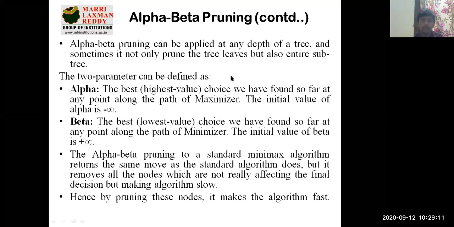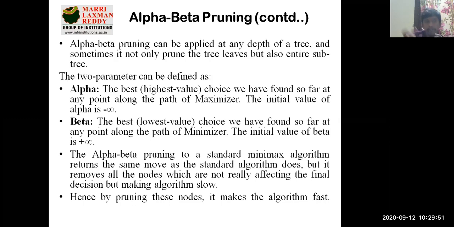Alpha beta pruning can be applied with respect to the depth first search algorithm only. As I said in the previous session, the min max strategy deals with a depth first approach. It doesn't follow a breadth first search approach; it follows a DFS approach. In the same manner, alpha beta pruning can be applied only with the DFS algorithm. It prunes not only tree leaves, but also entire subtrees. Let's understand this concept with an example in the upcoming slides.